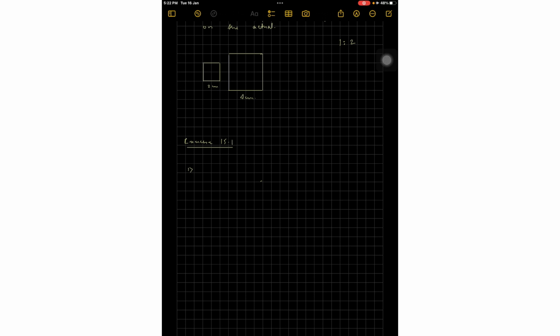It says, on the plan of a house, the living room is 3.4 centimeters long and 2.6 centimeters wide. The scale of the plan is 1 centimeter to 2 meters. Calculate the actual length and the width of the room.